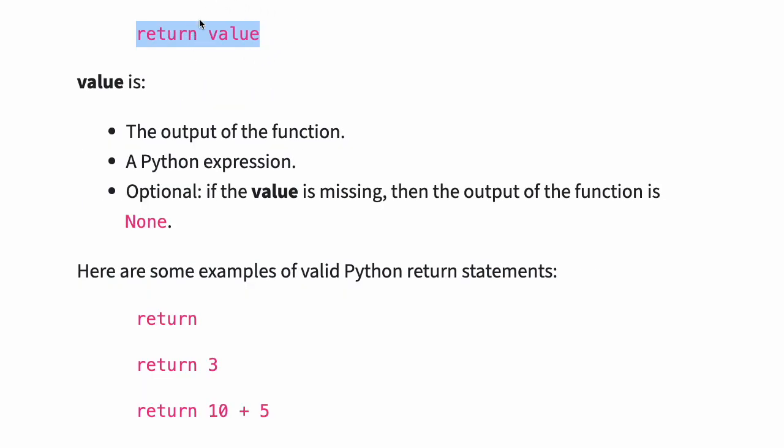Value is the output of the function. It is also a Python expression. And finally, it is optional. If the value is missing, then the output of the function is None. Here are some examples of valid Python return statements. If the function body does not contain a return statement, then Python executes the entire function body and outputs None.